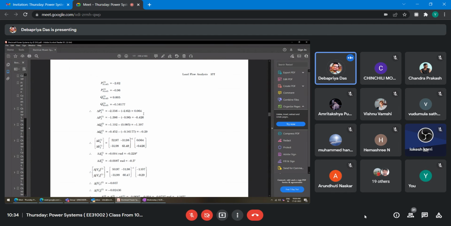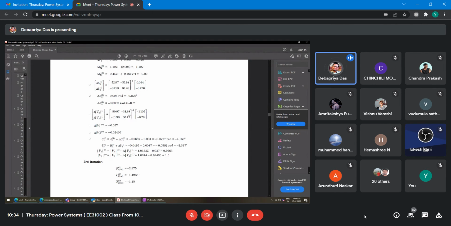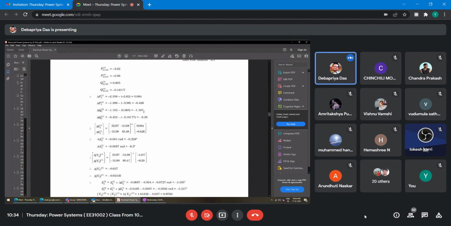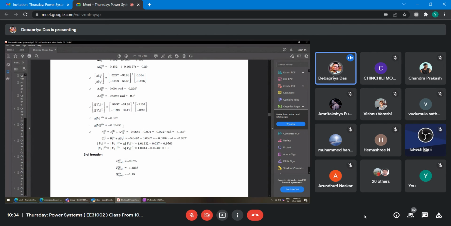You see the mismatch. It is 0.064, it is minus 0.426, it is minus 1.107, and this is minus 0.29. And this J1 value is retained, unchanged, right? And this is the inverse into 0.064 and minus 0.429. So you will get delta delta 2 is this, delta delta 3 is this. Similarly, delta V2 also, this inverse into minus 1.07 delta Q2, and minus 0.29 delta Q3. So in that case, you will get delta V2 is this and delta V3 is this.